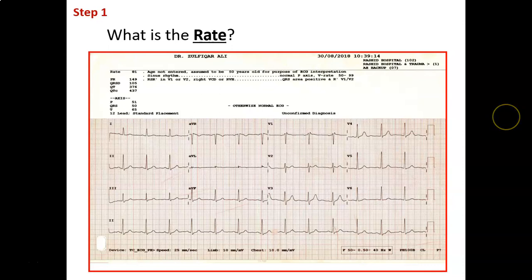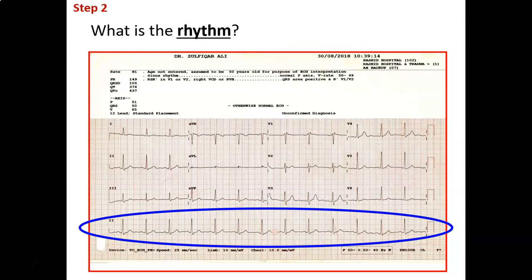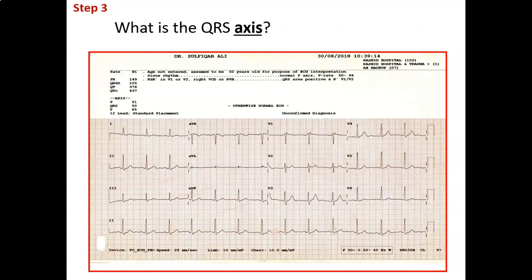So what's the rate here? There are many methods, and we are going to cover them soon in the coming slides. The rate here is approximately 80 beats per minute. What's the rhythm here? There is a P wave followed by the QRS complex and T. These are normal-shaped P waves, so this is sinus rhythm. As the heart rate is within the normal limit, this is your normal sinus rhythm.